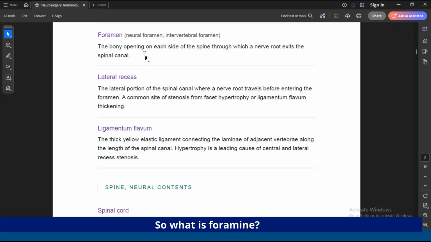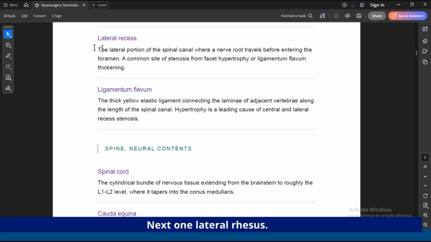So what is foramen? The bony opening on each side of the spine through which a nerve root exits the spinal canal. Next one, lateral recess. Most of the time you will see this word during stenosis procedures or spinal stenosis. It is the lateral portion of the spinal canal where a nerve root travels before entering the foramen.